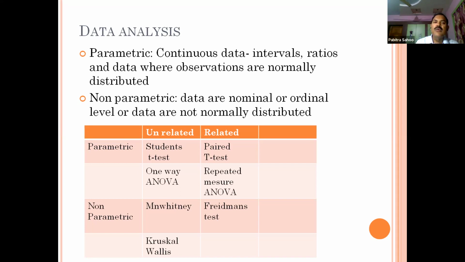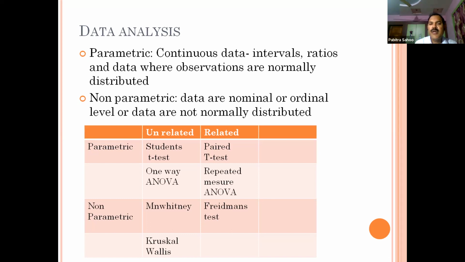Non-parametric data are in the form of nominal data, like male or female sex, and data in ordinal form. The types of scales we are using, grading we are using, all will come under non-parametric data.